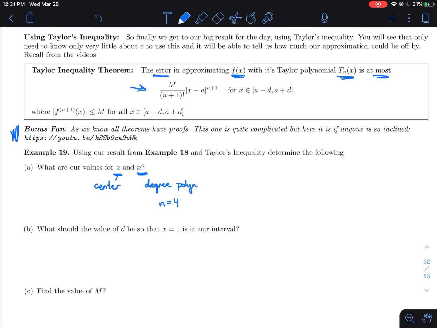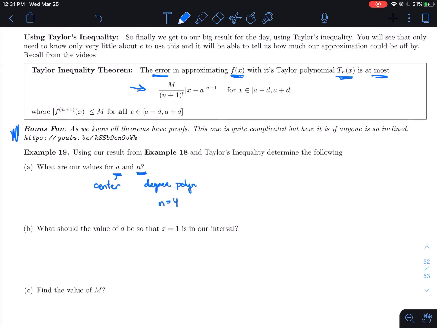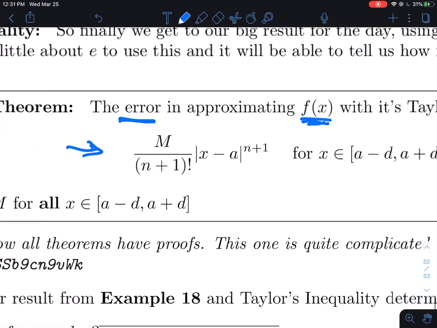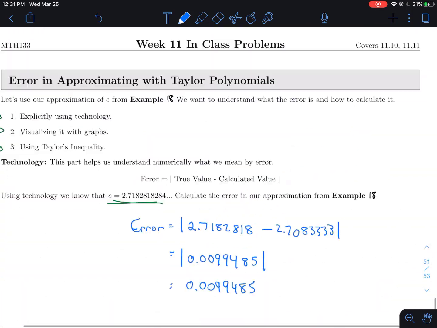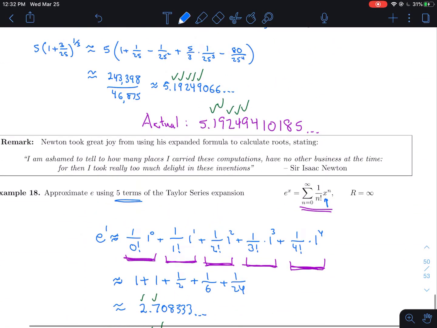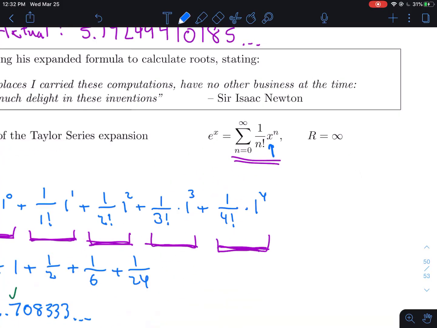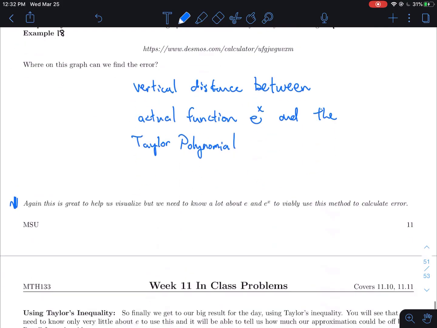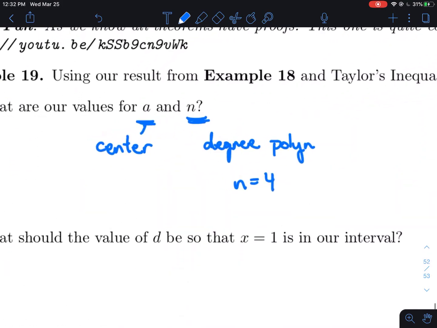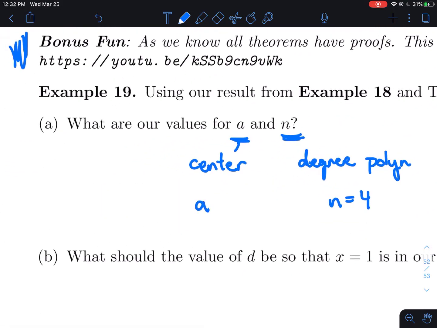As for our center, remember, this is the stuff that's usually like an x minus a sort of deal. And you probably recall, and we'll zoom back up here really fast, that for our Taylor polynomial, we had x minus 0 raised to the nth. It was actually a Maclaurin polynomial. So our center here is at a equals 0. So that's where we can find these values.